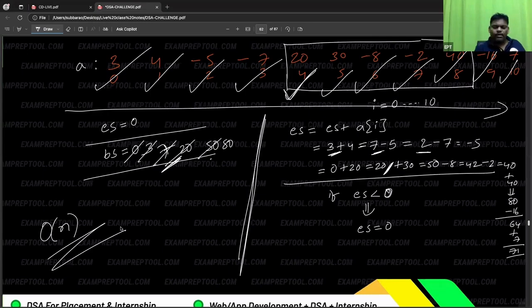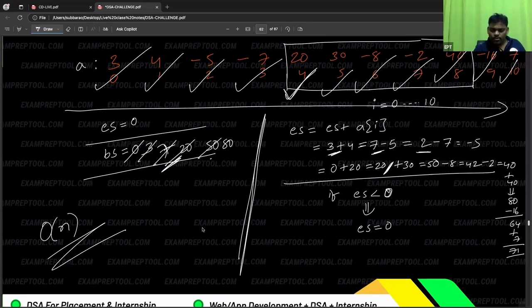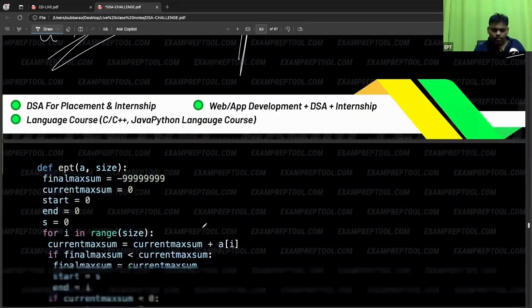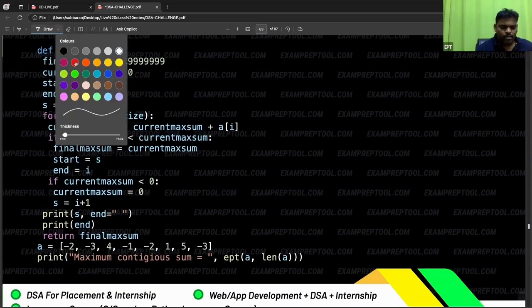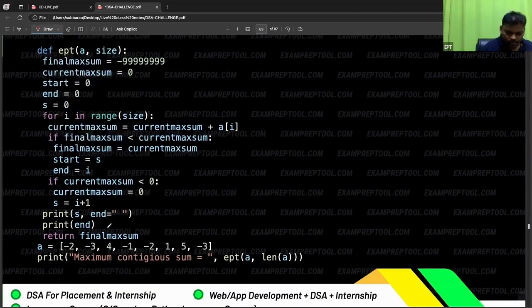So the same thing I have written in the form of a program also. Don't get confused. I'm starting now. The first step, I think, is the main program.